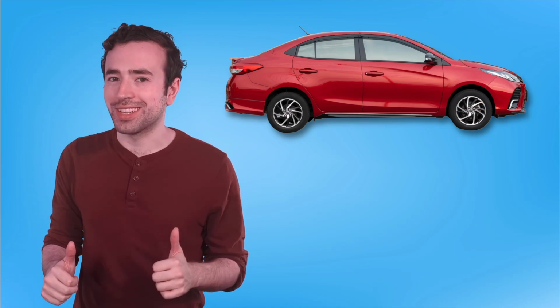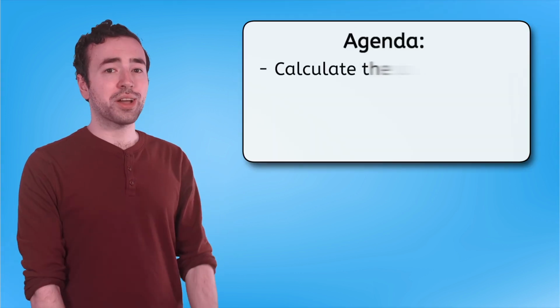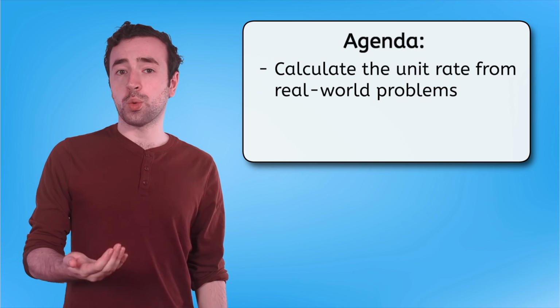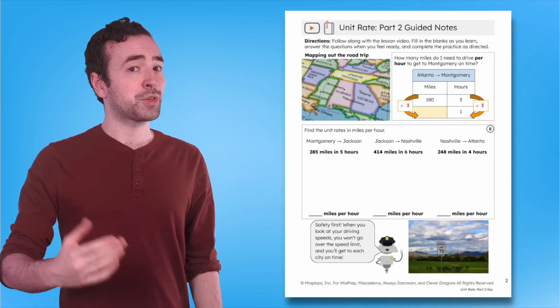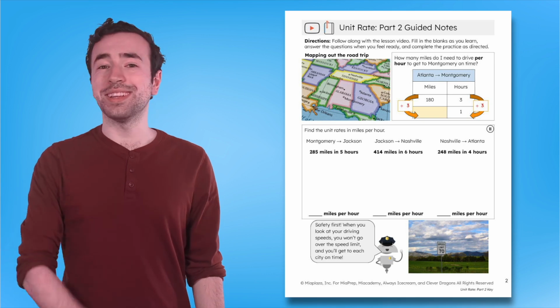Mathematicians, it's Justin again. In our last lesson, you used unit rates to help me choose the most efficient car for my road trip. I'm ready to hit the road, but first I have some more planning to do. And we'll continue using unit rates to figure it out. Today's objectives: you'll calculate the unit rate from real-world problems and use unit rate to make predictions. Make sure you have your guided notes ready, and let's get into it.